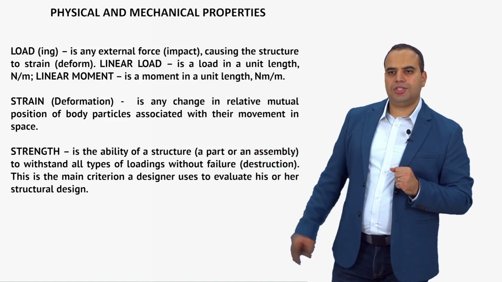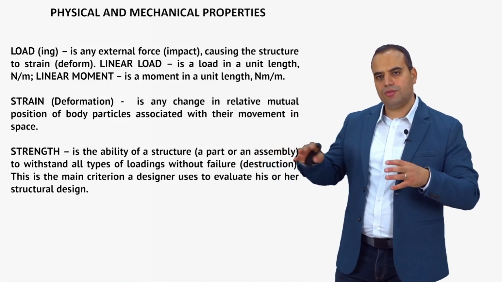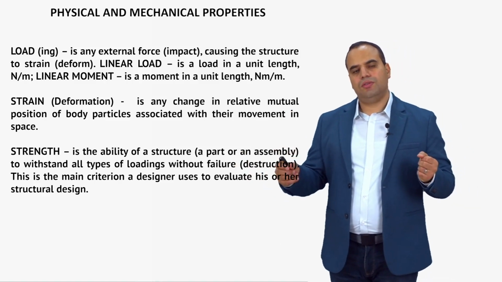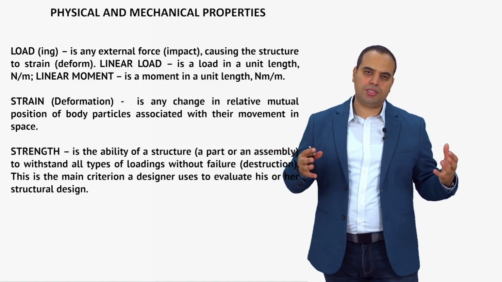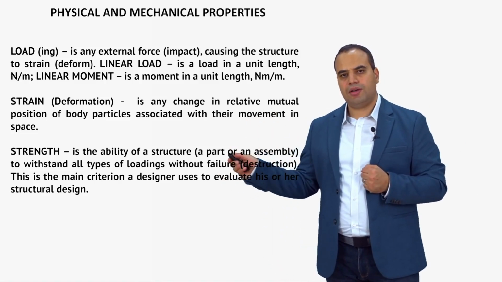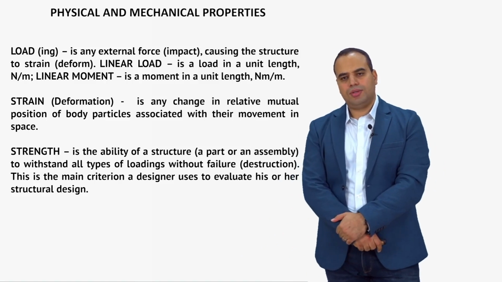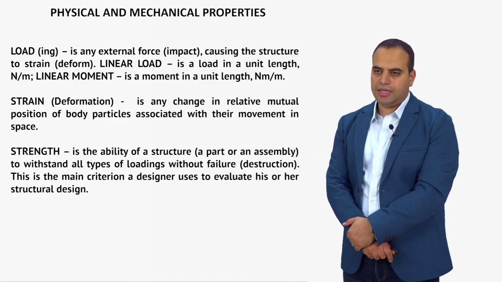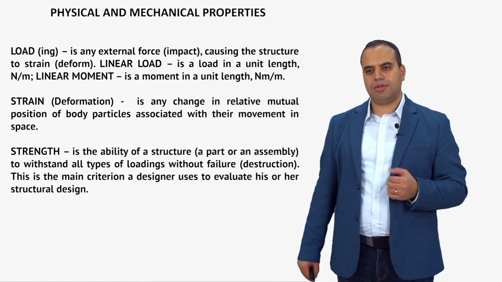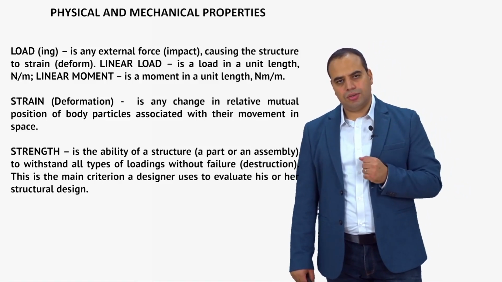And strain itself, deformation, is any change in the relative material position of the body particles associated with their movement in space. So for example, if the initial form of a certain object changes when we apply a load, then that means we have deformation, or we have strain. And strength is the ability of the structure, part, or assembly to withstand all types of loadings without failure or destruction. So this is the main criterion the designer uses to evaluate his or her structural design.